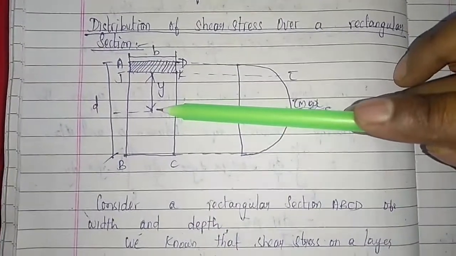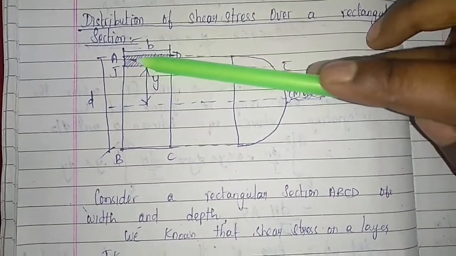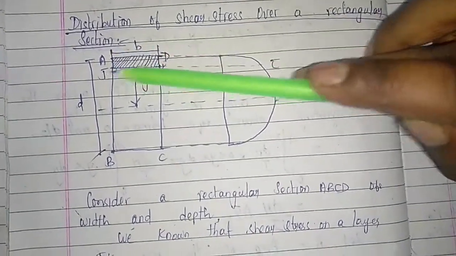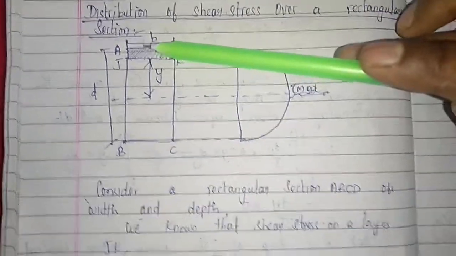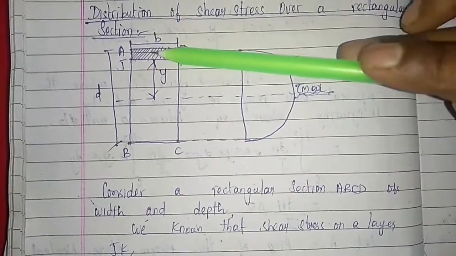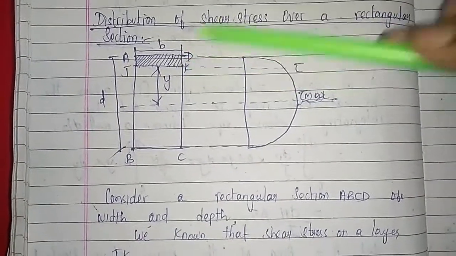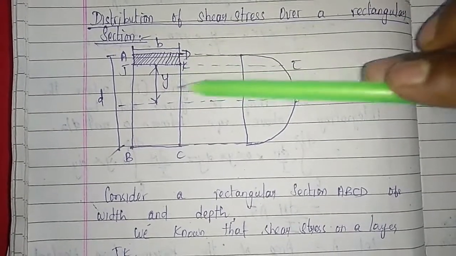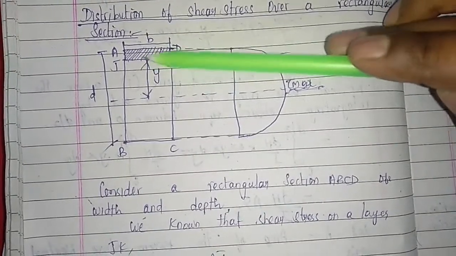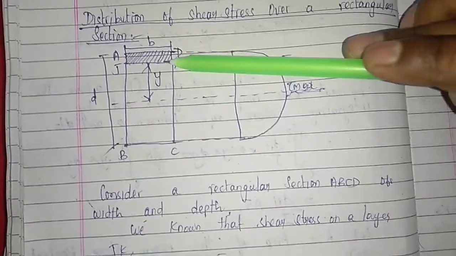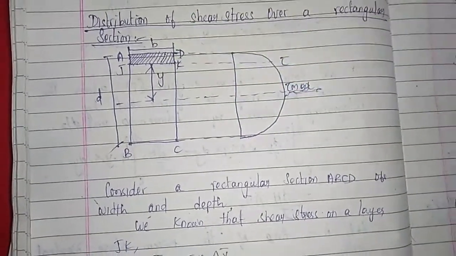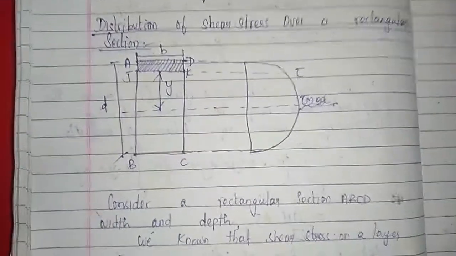Now what we are going to do is take a small strip. That strip is nothing but AJKD. We are going to take a small layer AJKD. In this layer we are going to find the shear stress on the rectangular beam. That layer JK is at a distance of y from the neutral axis. Okay, I will explain the diagram again.